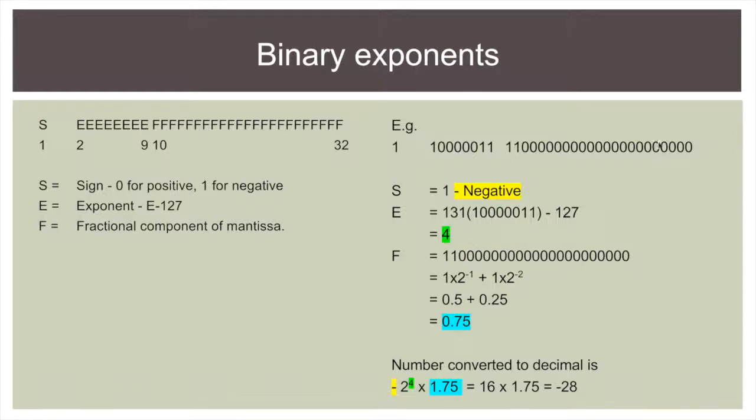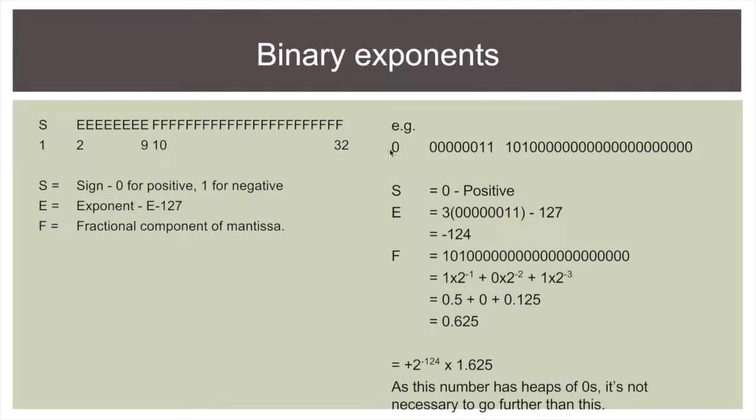This bit here, all right, in binary, works out to be 1 times 2 to the power of -1 plus 1 times 2 to the power of -2, which equals 0.75, sorry. And so I stick it all together, and I get minus 2 to the power of 4, the exponent there, times 1.75. And so that'll be 16 times 1.75, which equals minus 28 base 10.